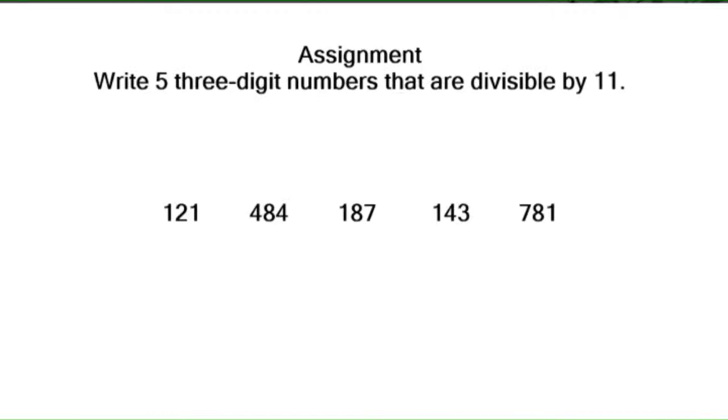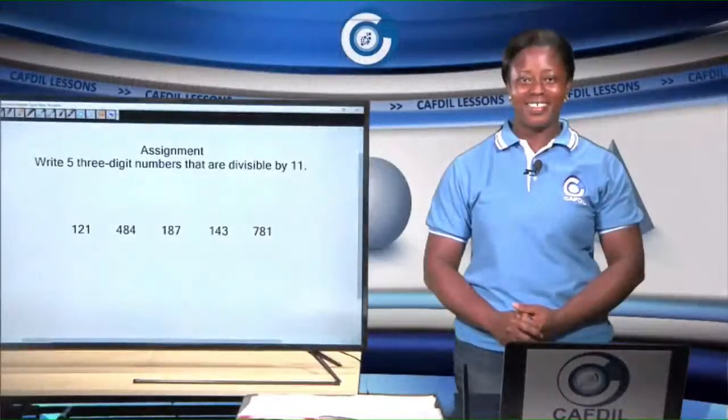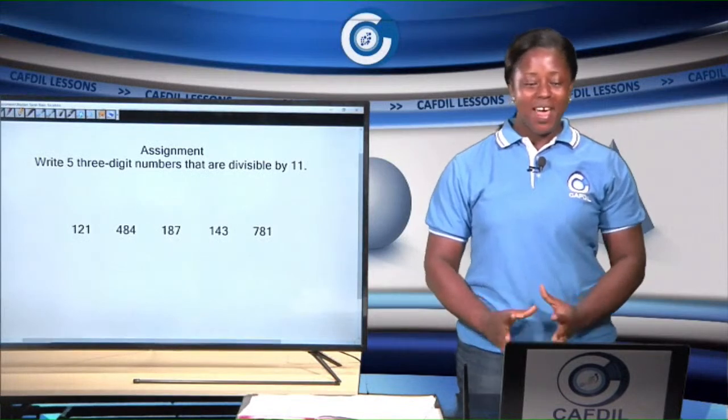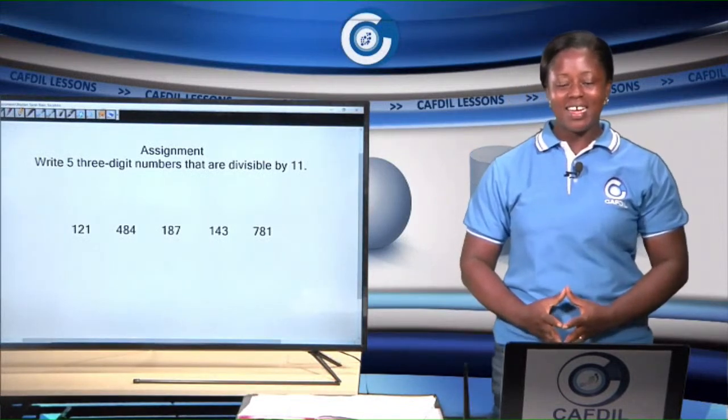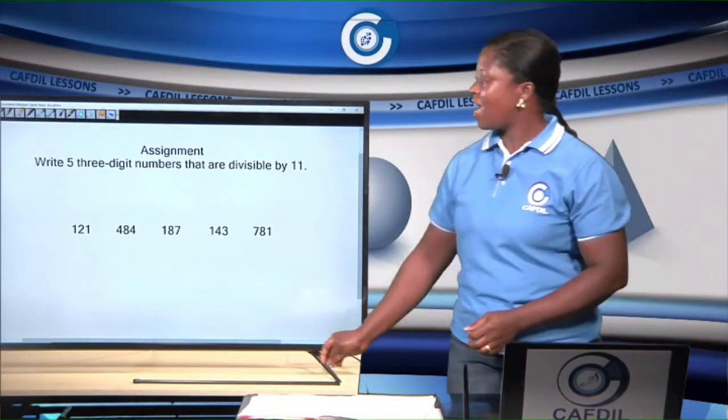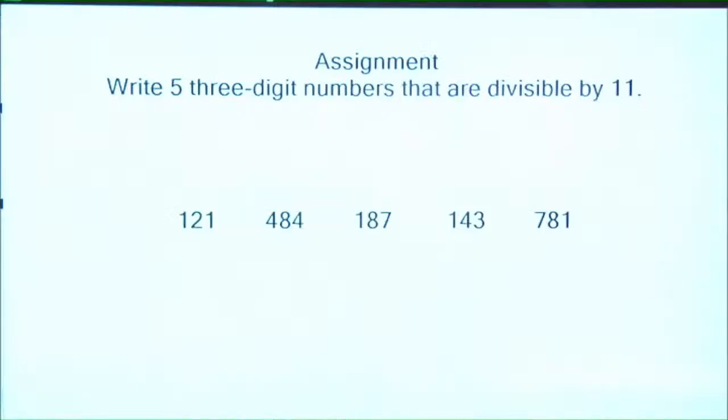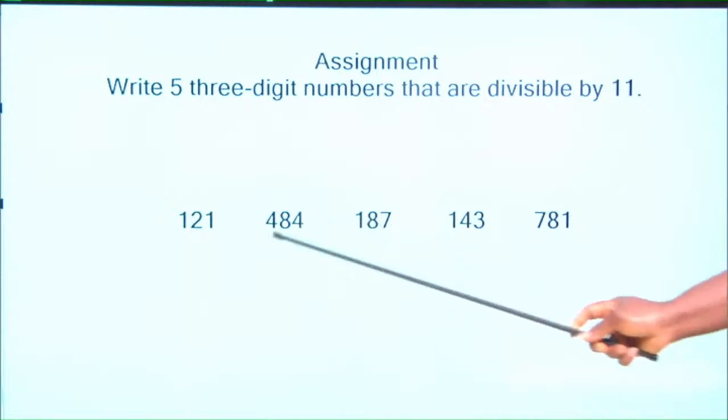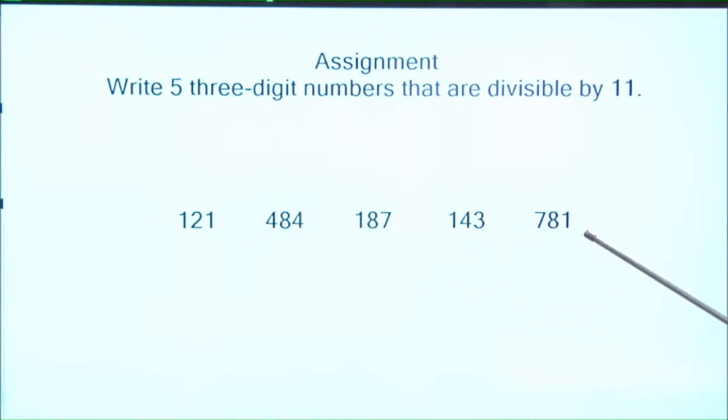You were asked to write 5 three-digit numbers that are divisible by 11. I have mine on the screen. Yours may be different. So, all these numbers are divisible by 11.